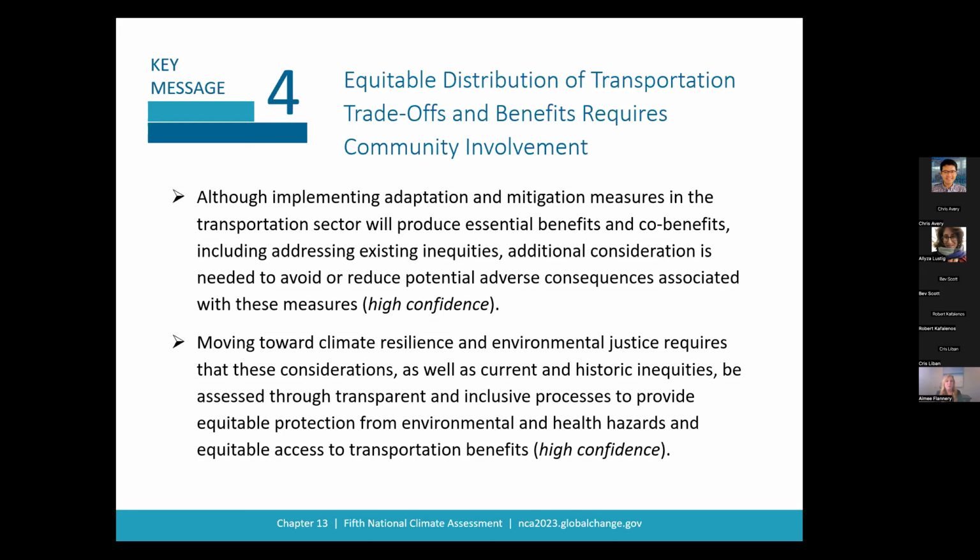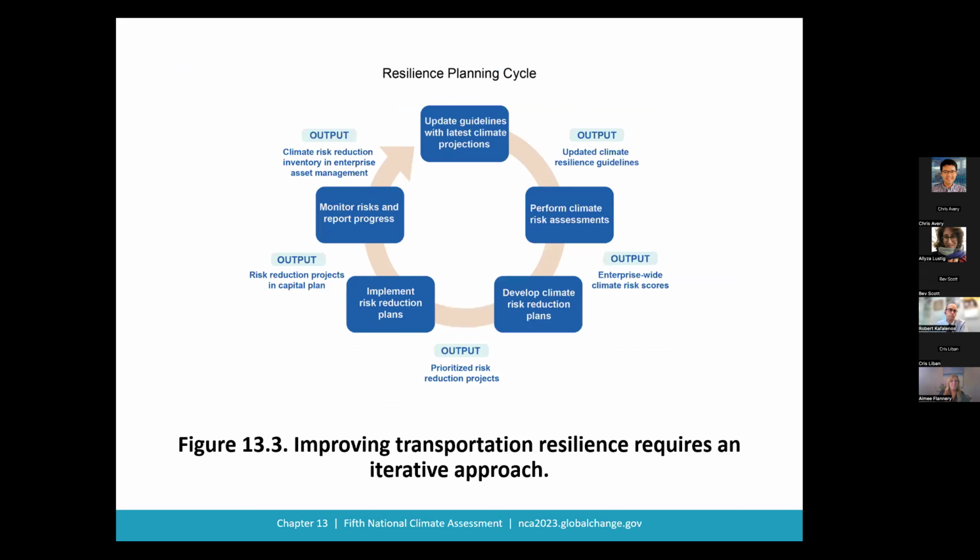With that, I'm going to turn it over to Rob, who's going to talk a little bit more about the overall impacts to the transportation profession through these considerations. Thanks, Amy. So I'm going to start with the graphic on this slide.